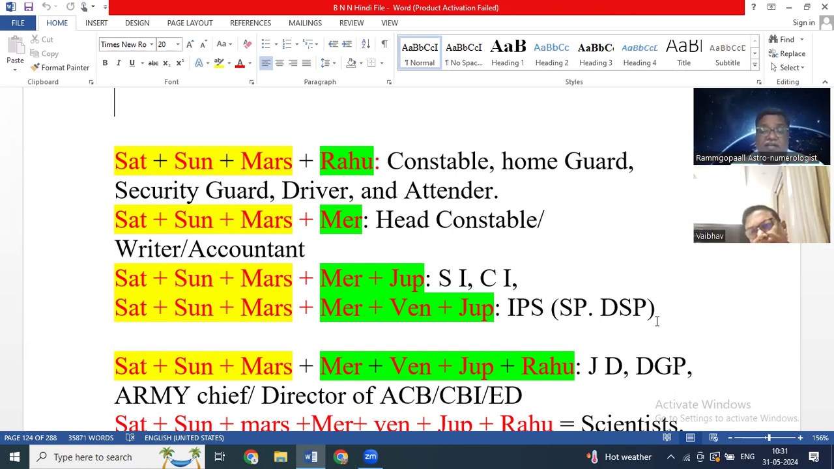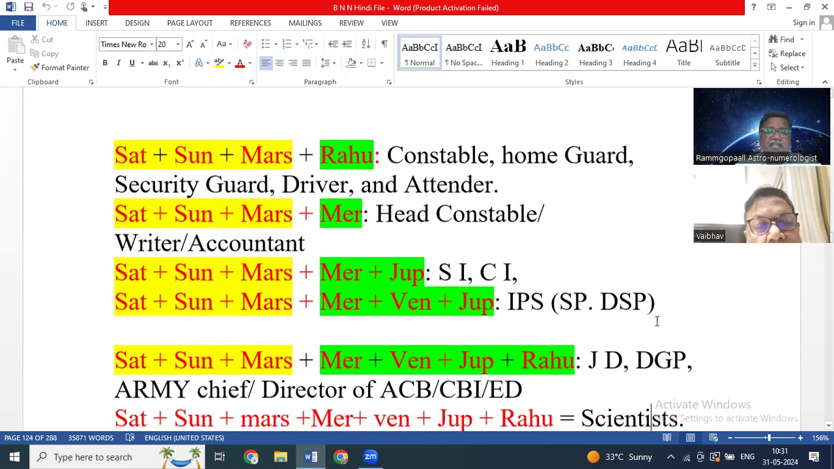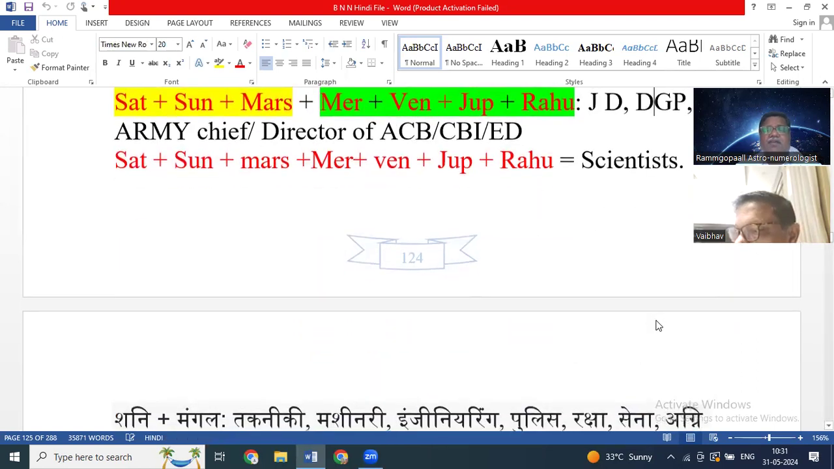So the native will get the highest position as Rahu always बढ़ाता है. So it extends the qualities. So Rahu Mercury Bahu Vidya Yoga, Rahu Venus multimillionaire, Rahu Jupiter highest position. So Saturn, Sun, Mars के पास Mercury, Venus, Jupiter, Rahu तो जातक joint director like CBI, DGP, and Deputy General of Police, Director General of Police, and Army Chief, and Director of ACB, CID, CBI. So such a post Jatak will get, the highest. Even he will become scientist also.